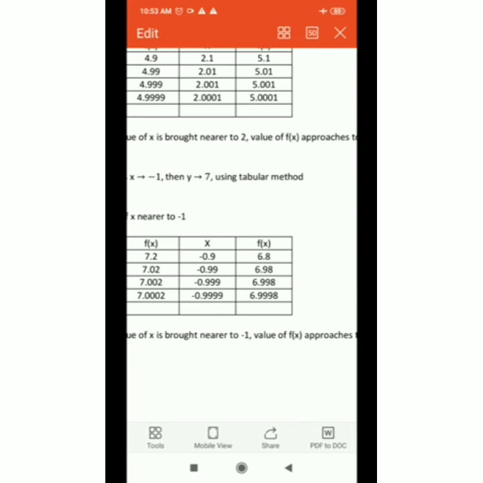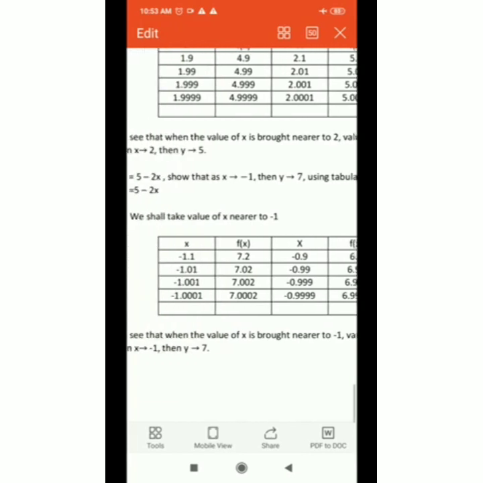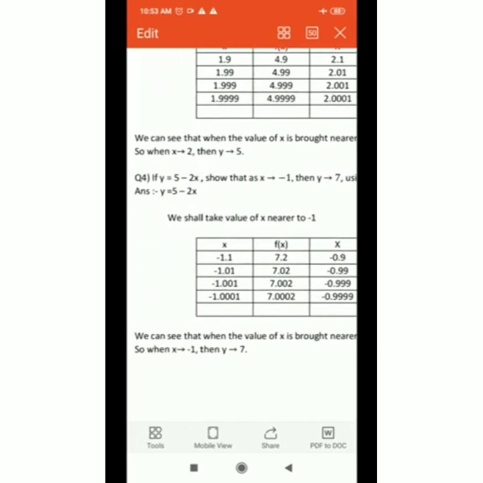Adding minus 1 plus 0.01, we get minus 0.99, and putting that in the equation, the output comes to 6.98. Again adding minus 1 plus 0.001, we get minus 0.999, and the output comes to 6.998. And for the final one, that is minus 1 plus 0.0001, we get minus 0.9999, and the output comes to 6.9998. So when x is brought nearer to minus 1, the value of f(x) approaches 7, that is, as x tends to minus 1, y tends to 7.